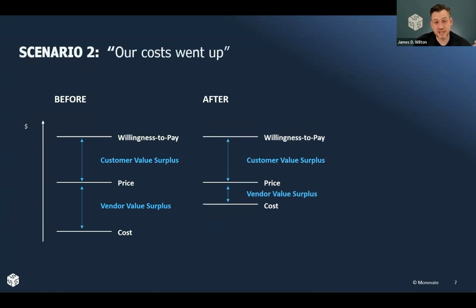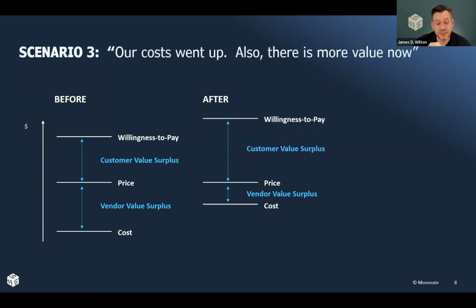The other scenario is you say that our costs went up. In that scenario, your cost line has gone up, but the price and the willingness to pay have stayed the same. So your value surplus has actually shrunk considerably, whereas the customer's has stayed the same. So now you're in a position where you can say, look, I cannot afford to continue to provide you the value that you're receiving at the current price, because all my costs have risen. So it's fair that we raise the price so that we can split the value a bit more equally. That rationale does tend to work pretty well. Customers can get that, they can grab onto it. It's pretty well received.